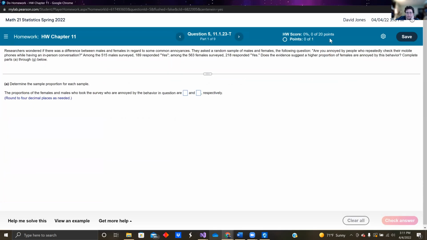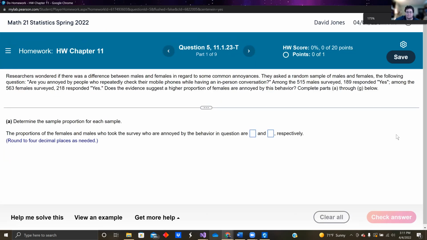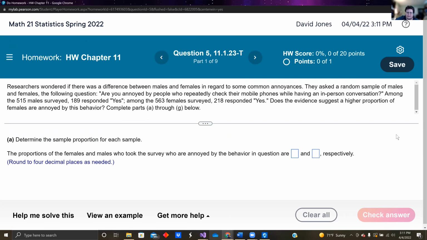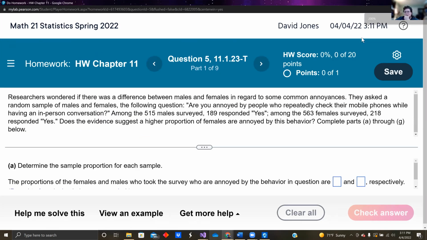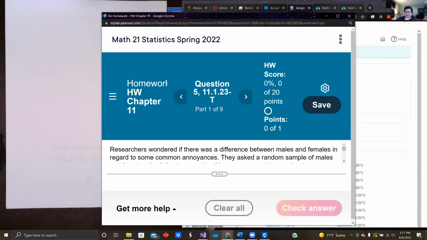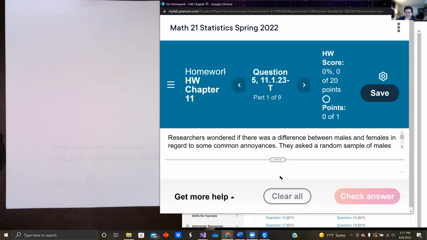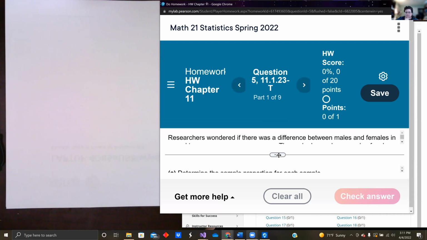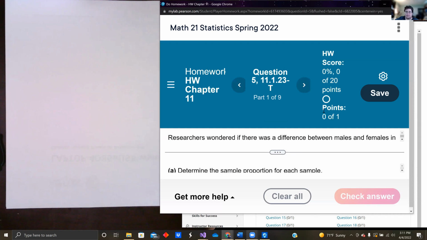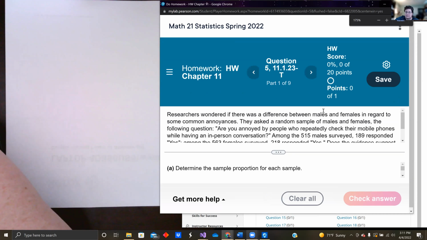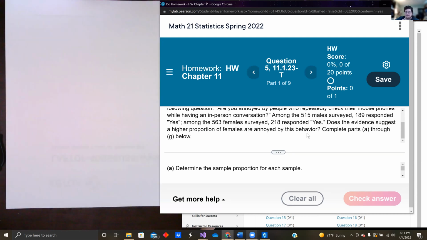All right, let me make that bigger. That doesn't make the text any bigger. Let me see if I can make the text bigger so it's readable. There we go. And again, is it still readable if I do this? Nope. There we go.